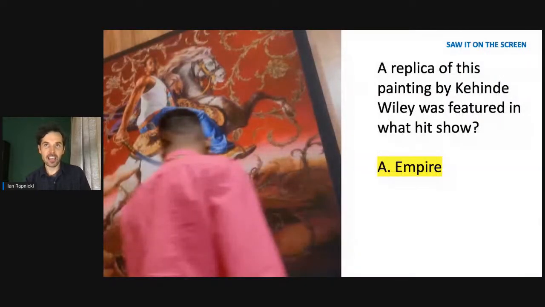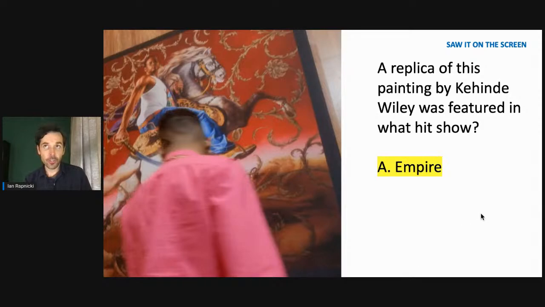Time's up. The correct answer is A, Empire. And you can see a still from the show on the screen. A reproduction of the painting hangs in an office throughout the first season of Empire. A rider mounted on a horse is a classic position in art history, and it's meant to convey victory, power, and even the strength of the rider. And in paintings like this, Wiley inserts young African Americans into a tradition that previously excluded them.